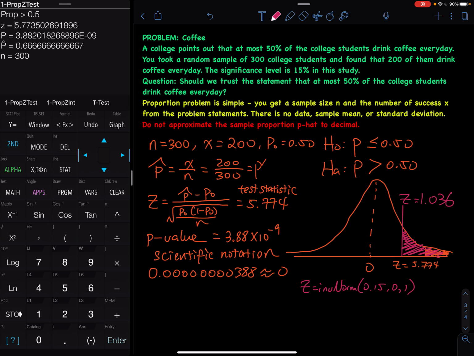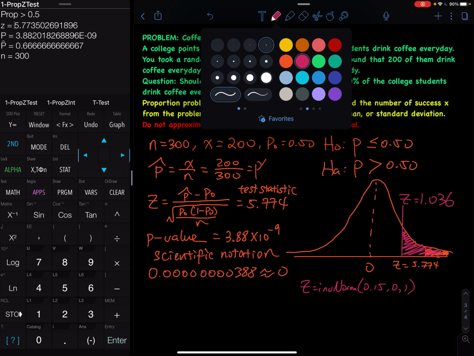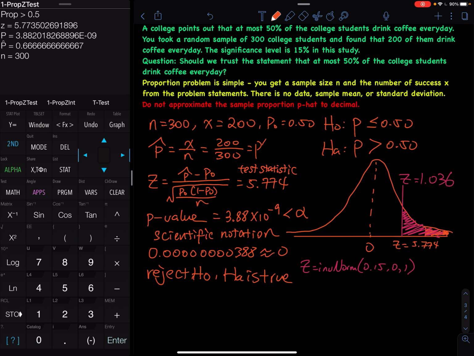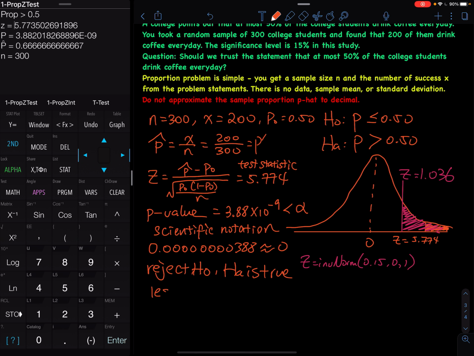If you want to use the p-value, you say the p-value is inside the rejection region, or you say p-value is less than alpha. Therefore, we reject the null hypothesis. It's way less than alpha, which is 15%. So therefore, we reject H0, and then we say HA is true. What does that mean? That means the college lied to you. HA is true. That means less than 50% of students drink coffee every day.